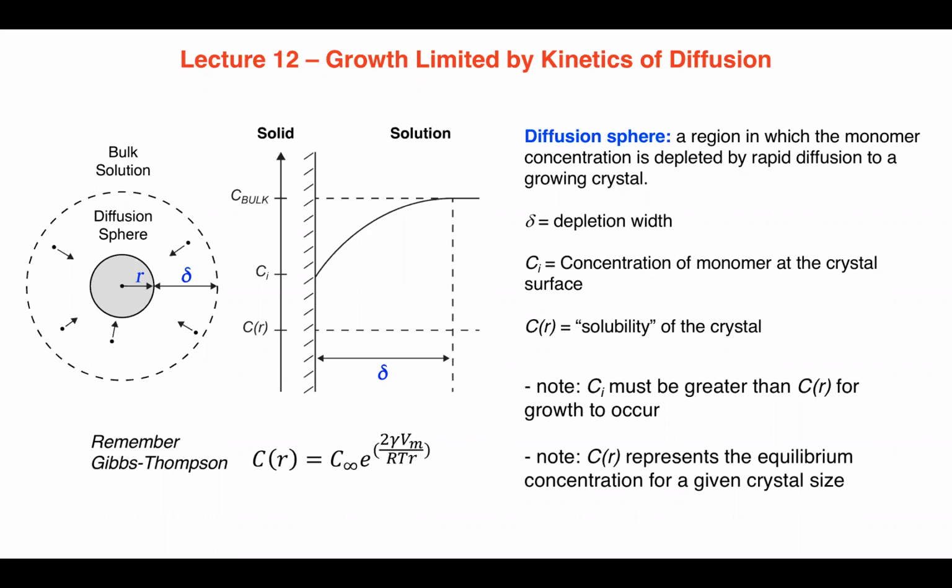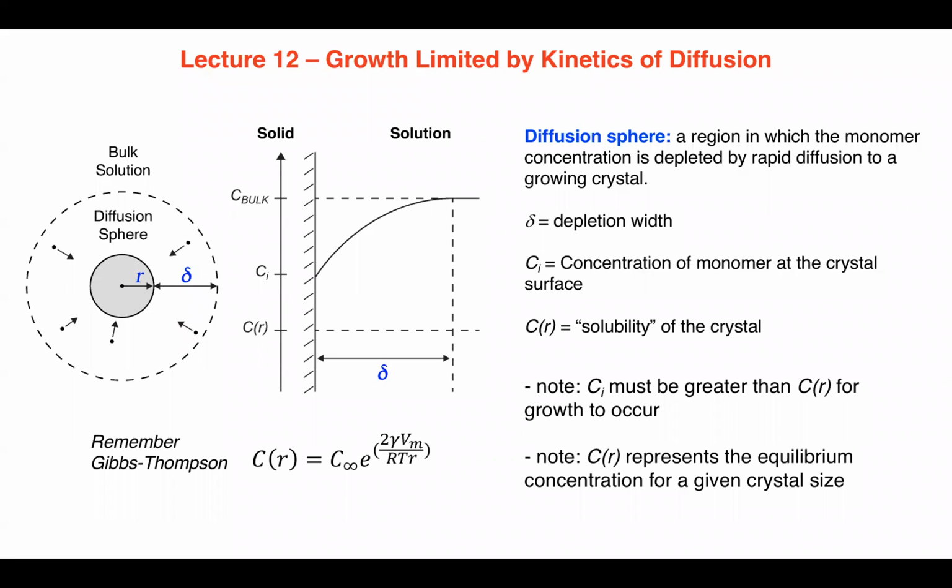So to follow this, you have to consider what happens near the particle. Here's your particle in gray. It has a radius that's defined by this R. And then there's this thing around it called the diffusion sphere. The diffusion sphere is a region that gets depleted by consumption of monomers.